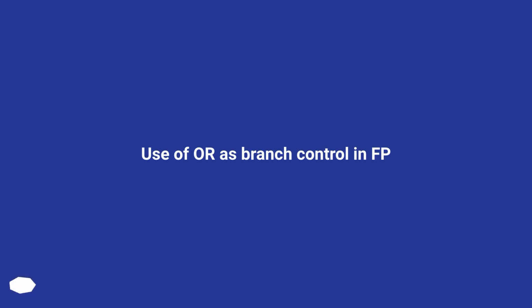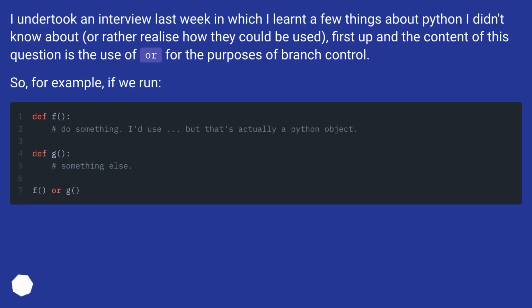Use of "or" as branch control in FP. I undertook an interview last week in which I learned a few things about Python I didn't know about, or rather realized how they could be used. First up in the context of this question is the use of "or" for the purposes of branch control.